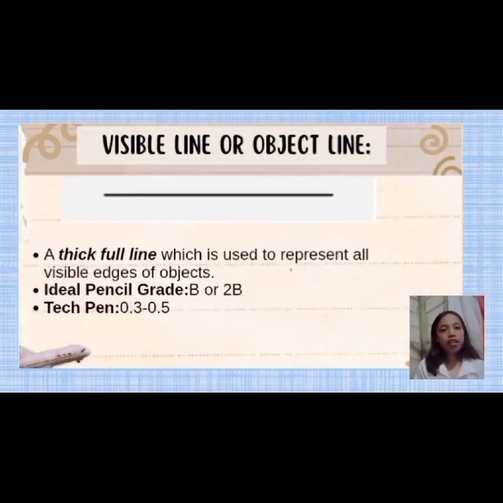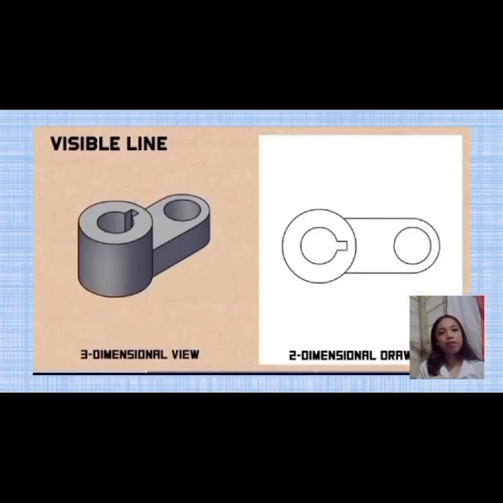So visible line and object line. So it is a thick full line which is used to represent all visible edges of an object. So it shows the outline and shape of an object. So in this photo, you can see an example of a visible line or object line. So this is the thick solid line that you can see in technical drawing to show the visible edges and outlines of an object, or simply the parts that you can see with your eyes.